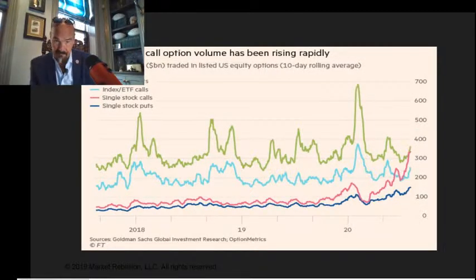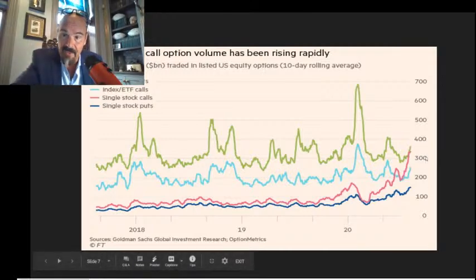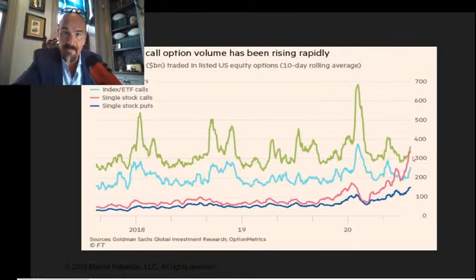Now, according to my friends at the Financial Times, Gillian Tett and all of those smart people over there, somebody had been buying an awful lot of calls. Single stock call option volume had been rising rapidly. And they detailed this by showing us the calls. You can see the calls here as a sort of magenta-looking line right there. And then look at the puts. The puts are not being bought in nearly the same number as the calls.